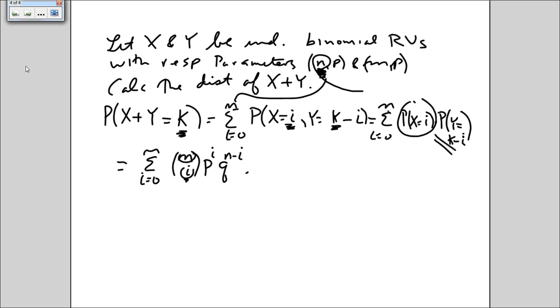Well, there are m experiments, and you want to choose k minus i to be successes. So probability per success, you want k minus i. The probability of failure, you want the balance, m minus (k minus i), which is m minus k plus i.